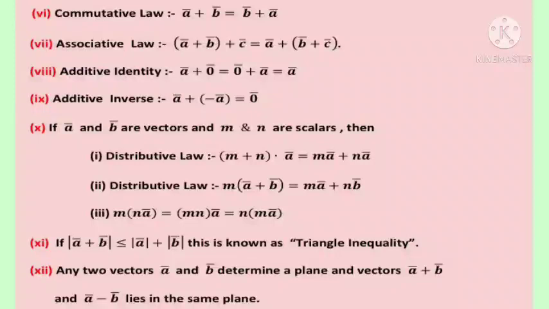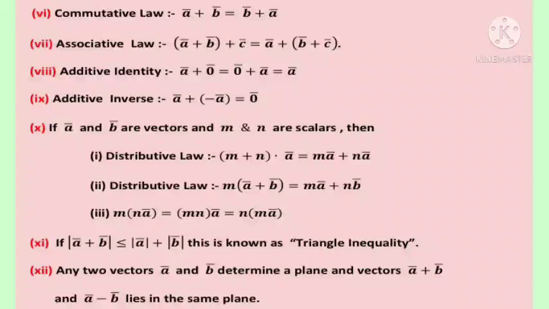And the last one involves two scalars multiplied with a vector. However you do it, you can multiply the two scalars first and then the vector, or you can do one scalar multiplication with the vector and then multiply the other scalar. You will always get the same answer.